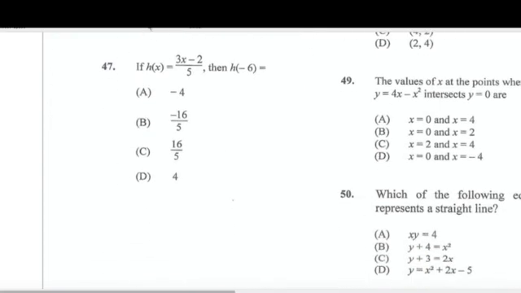Number 47. If h of x is that, then h of negative 6 is 3 times negative 6 minus 2, all over 5. We just put the negative 6 where x is, so 6 3s are negative 18 minus 2 all over 5, negative 20 over 5. The answer is negative 4.